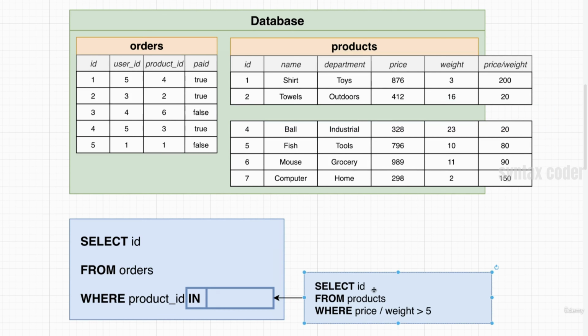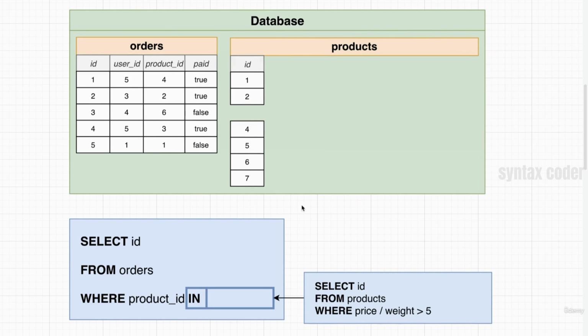Then out of all the remaining rows, we're going to select just the ID column and nothing else. So all these other columns are going to fall away, and we are left with just this list of values right here.